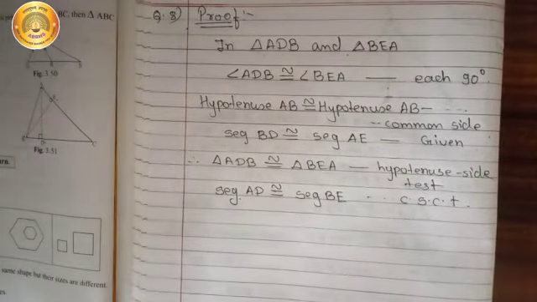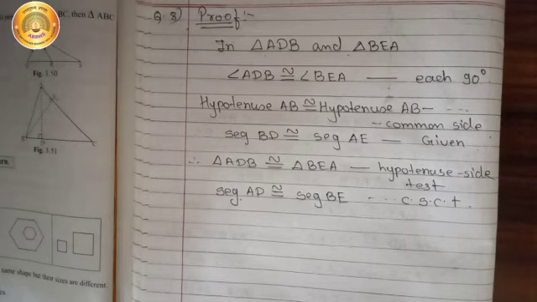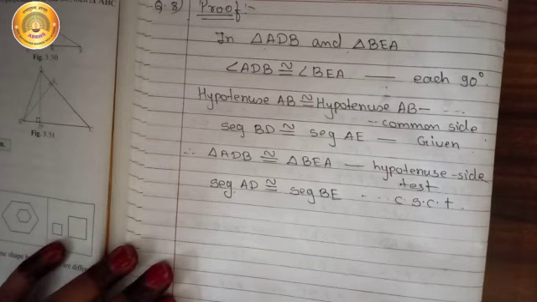See students, always when you are solving this type of sum, you have to observe the question first. According to the question, you have to think how to solve the sum, think about the solution, and only then start writing your proof or the solution. Thank you.